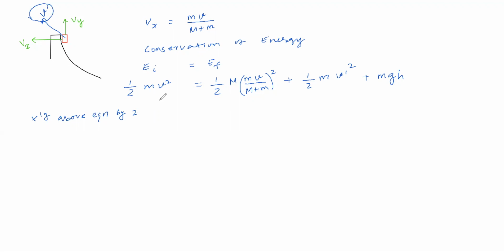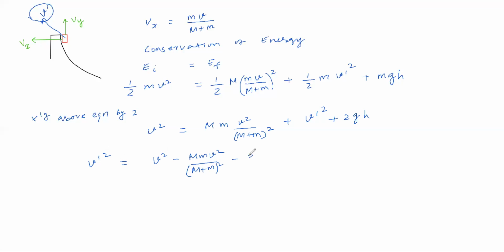If you cancel the small m, what happens here is v square equals m into m v square divided by (M plus m), because we are cancelling small m on both sides of the equation, plus v dash square plus 2gh. We need v dash only, so keep v dash on one side and bring the remaining terms to the other side, so that v dash square is equal to v square minus m v square divided by (M plus m) whole square, minus 2gh.